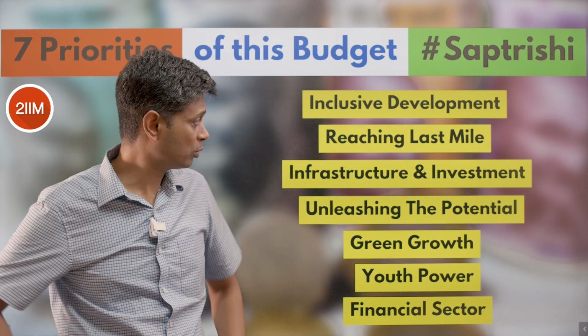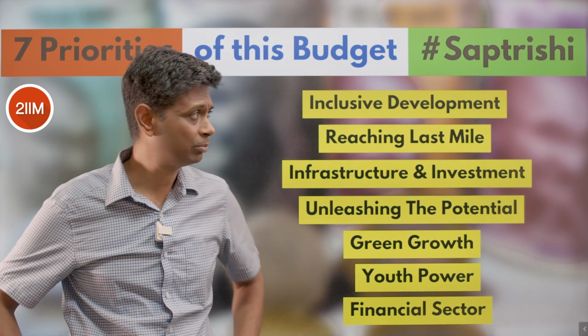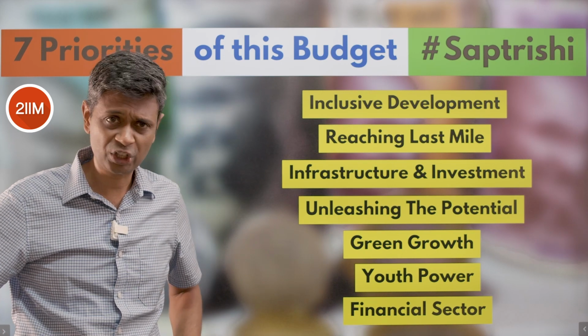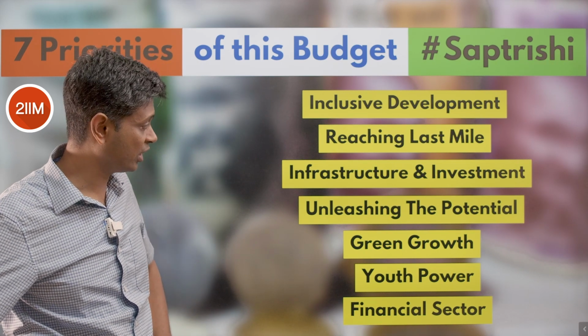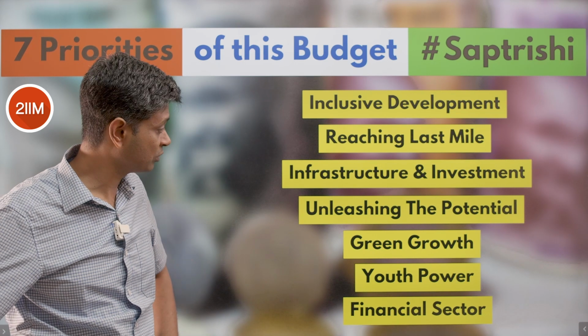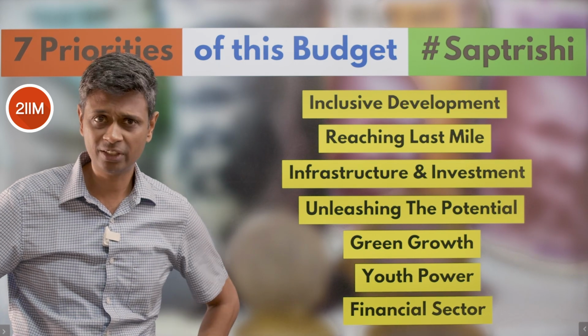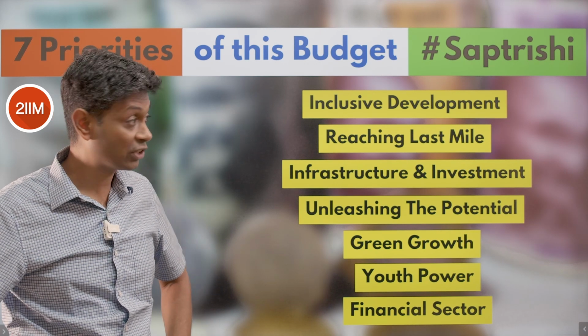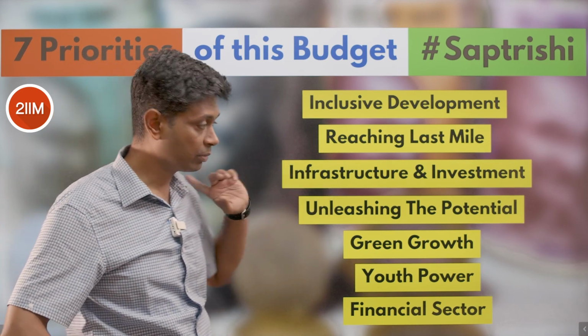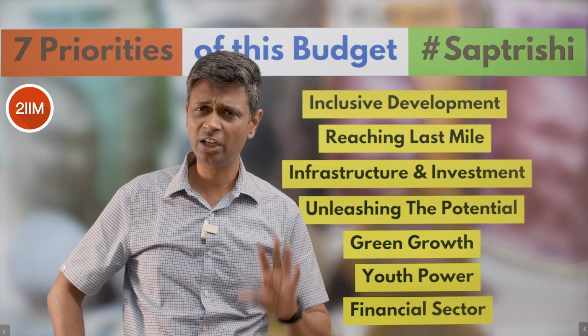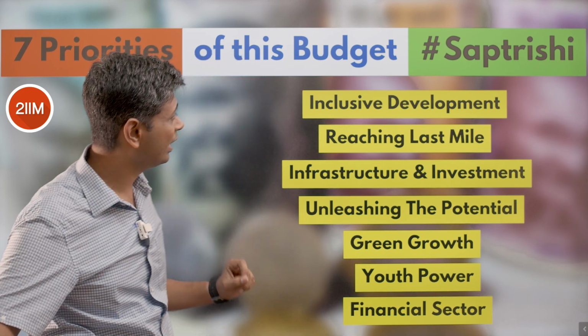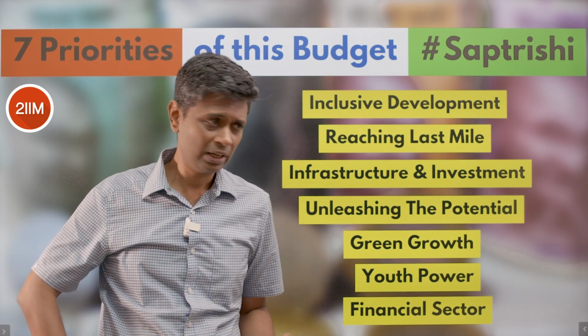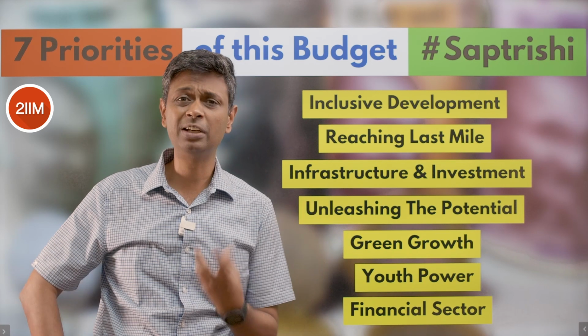Our national institute put together 7 pillars called Saptarishi: inclusive development, reaching last mile, infrastructure and investment, unleashing the potential, green growth, youth power, and financial sector. And so the big themes this year, if you ask me, was about infrastructure and investment. And all of these have some salient points, some very interesting points. Inclusive development was also a theme. Infrastructure and investment is probably a bigger theme.